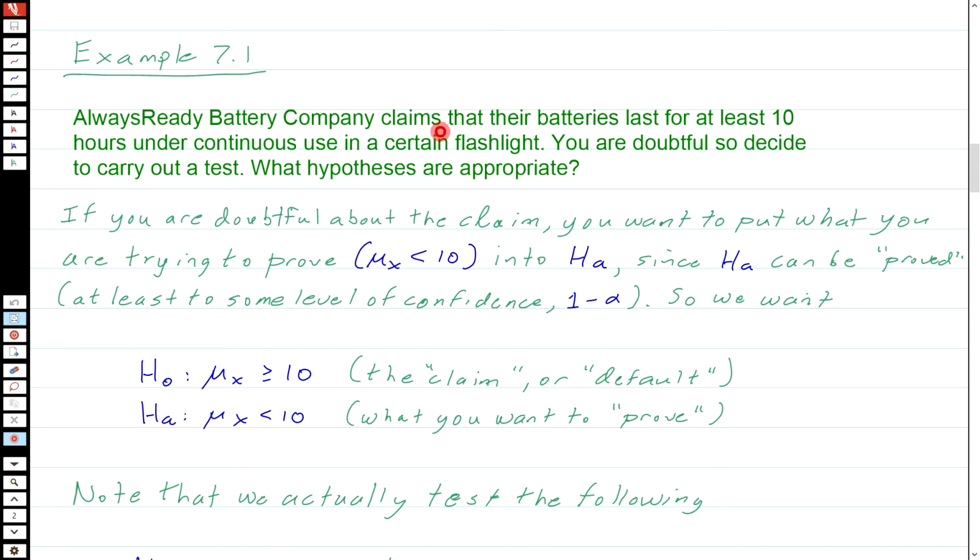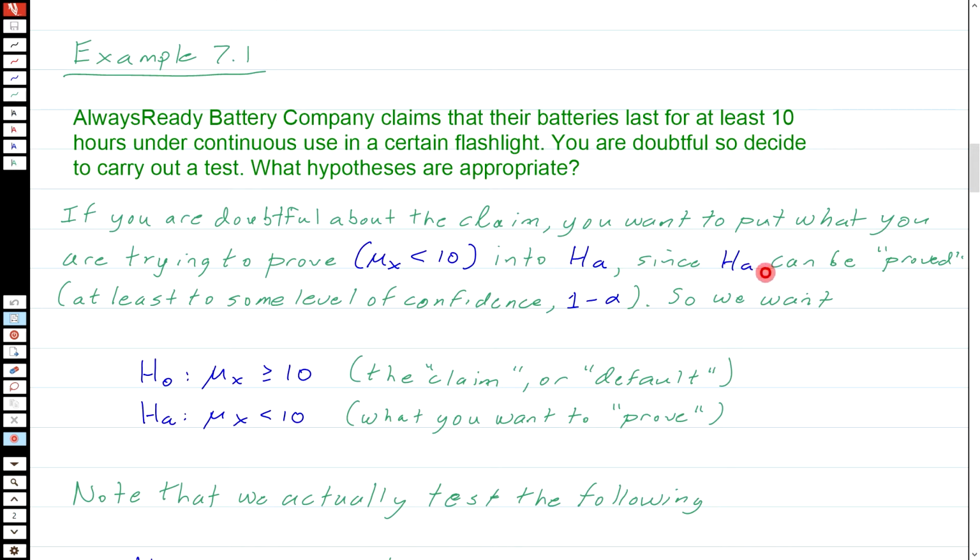By the way, it doesn't say anything about mean here, but this will always be a test on means or proportions, because we would not do a test on an individual observation. A single battery is either greater than or less than 10 hours. We know as soon as we tested it. So basically we're asking here, is the mean less than 10 or greater than 10?